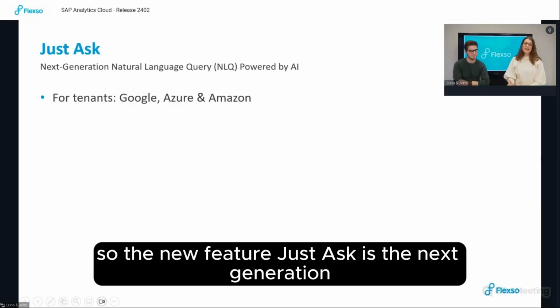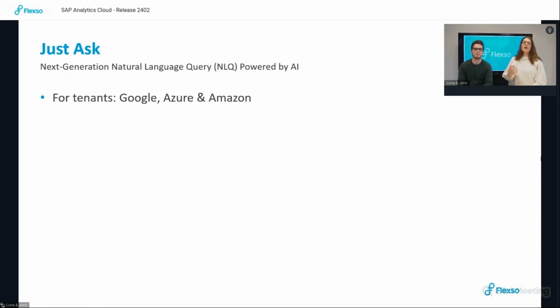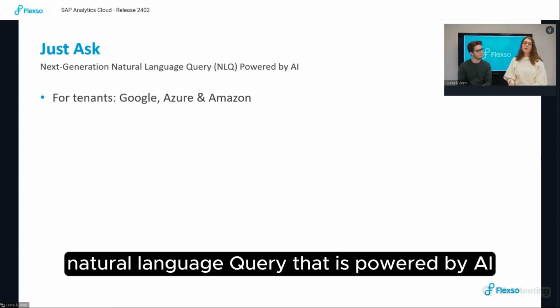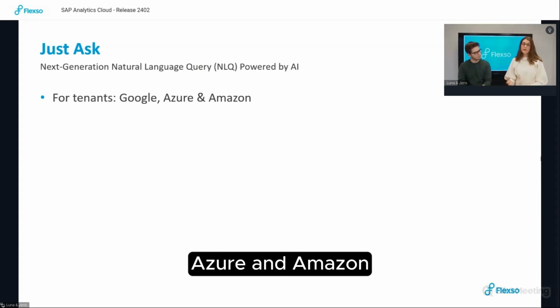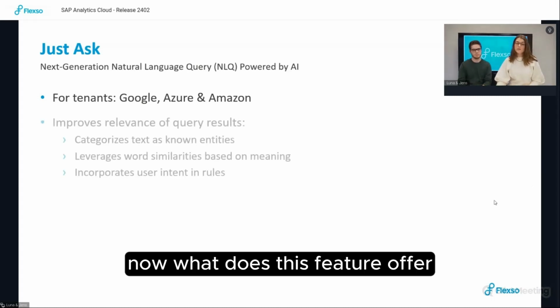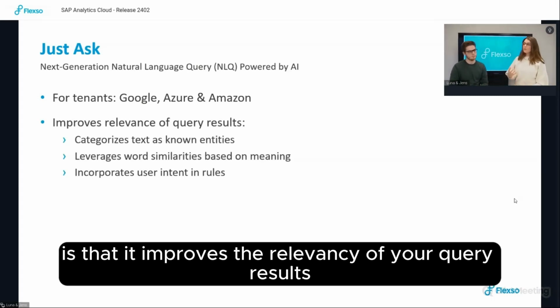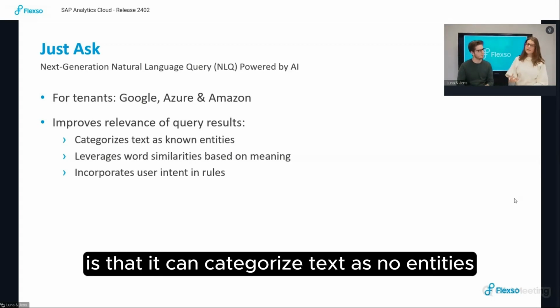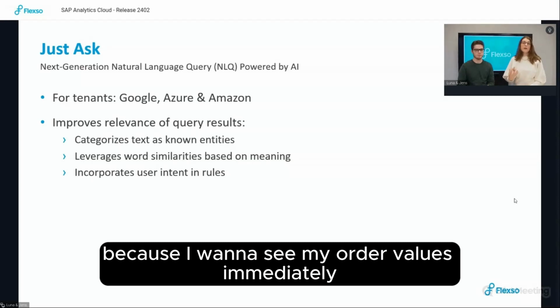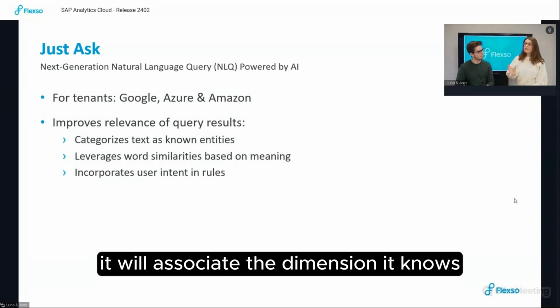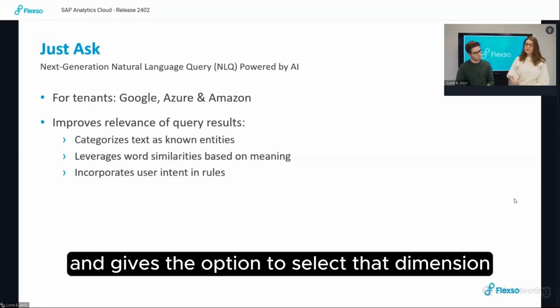So the new feature, Just Ask, is the next generation natural language query that is powered by AI. It is available for tenants that are running in Google, Azure, and Amazon. What this feature offers is that it improves the relevancy of your query results. It does that by categorizing text as known entities. So for example, if I type order, because I want to see my order values, immediately it will associate the dimension it knows and give the option to select that dimension.